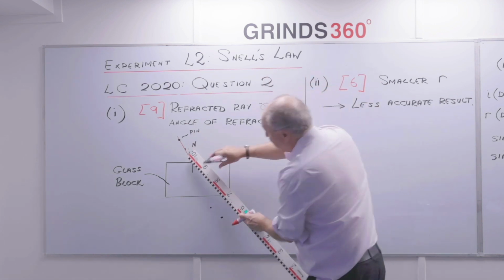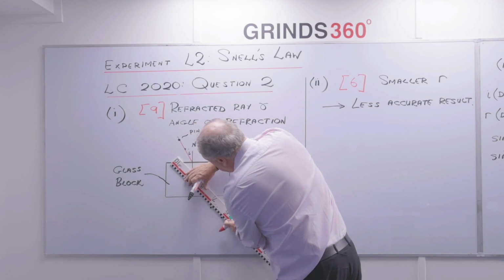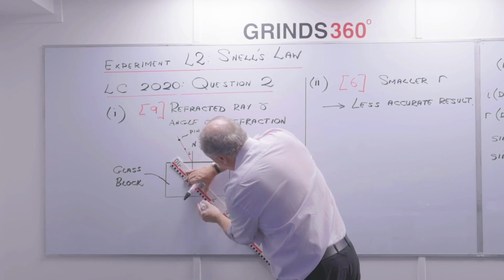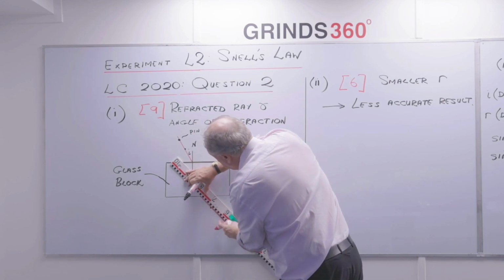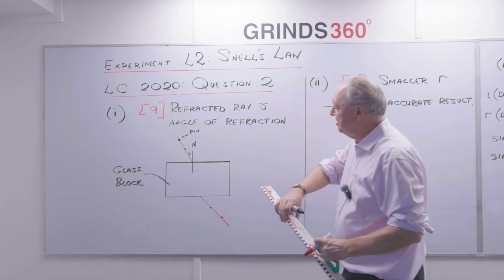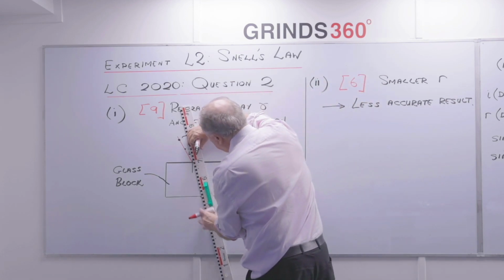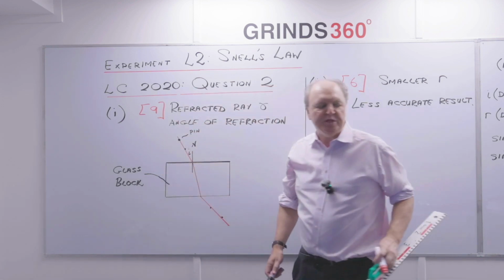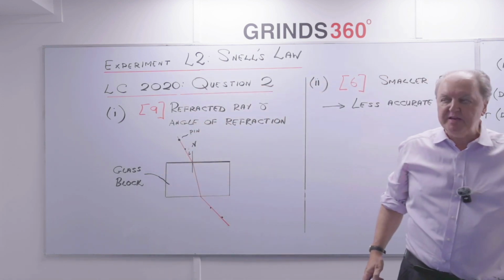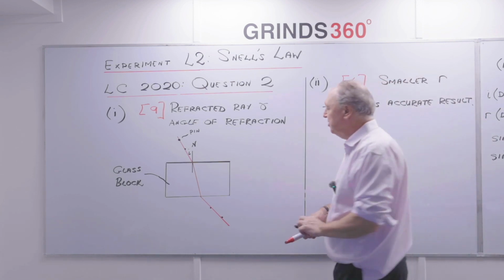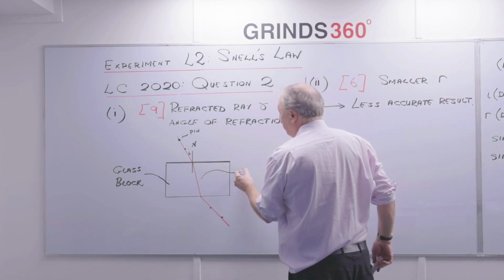Draw a line through these 2 pins here. This is called the emergent ray. Then trace the emergent ray back to the normal. And that there is your refracted ray. So you have to explain how you found that refracted ray. So when you're drawing your diagram, make sure you label it.